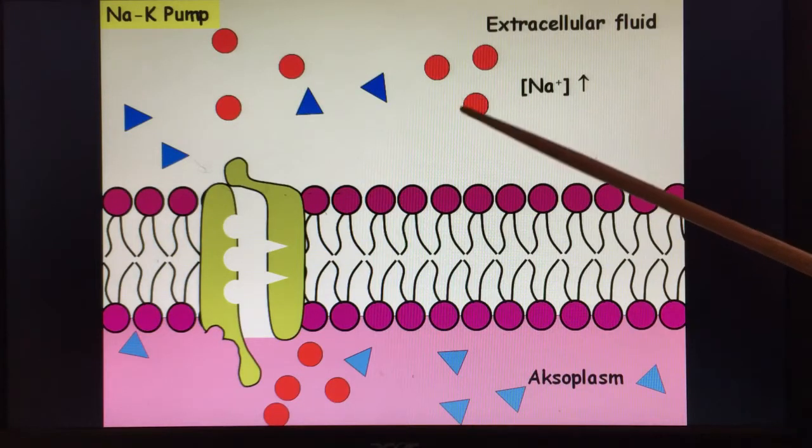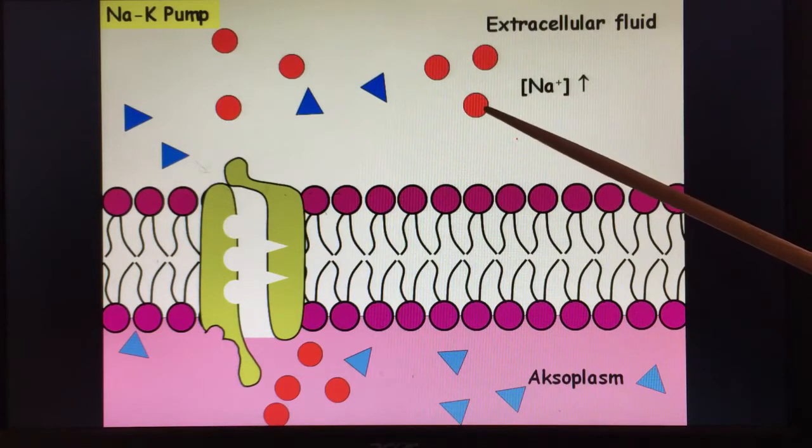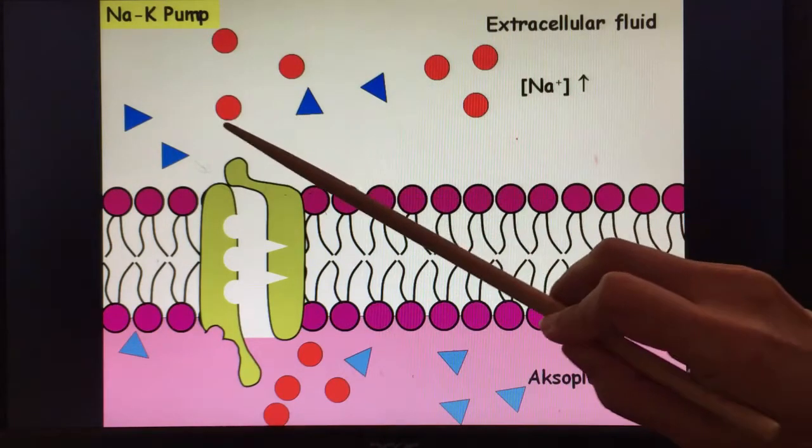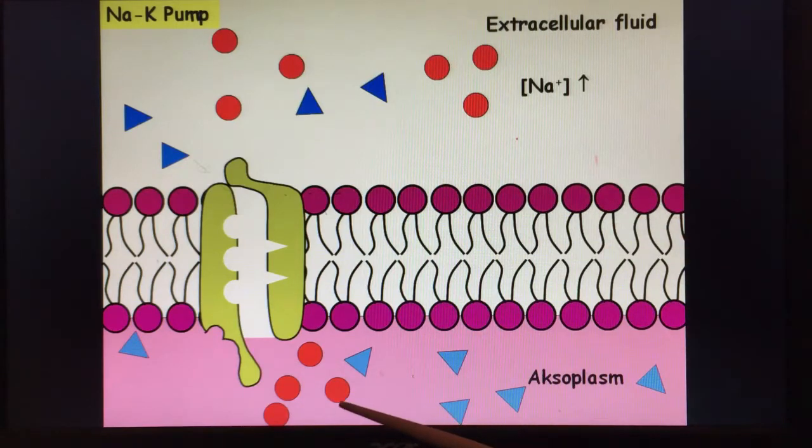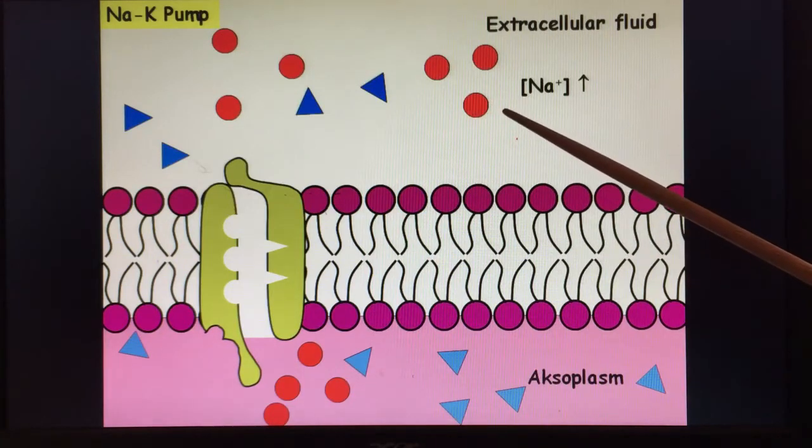The red round structure here representing the sodium ion. We can see that the outside the cell contains 6 sodium ion, whereas inside the cell you have about 4 sodium ion. So relatively, the concentration of sodium ion is higher on the outside.